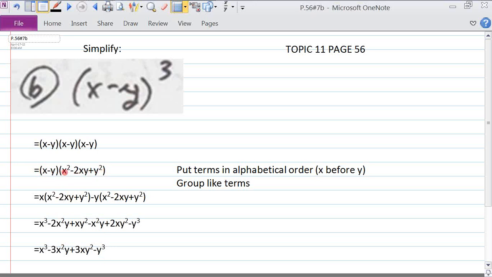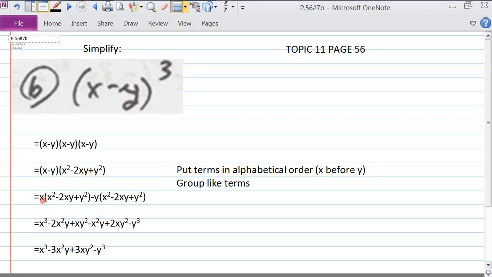Take x, multiply it by the contents of the second bracket is right here. Then minus y here. This minus y becomes that minus y here times the content of the second bracket. So generally when we write these, we write each term alphabetically. So you usually put xy, and not yx, because x comes before y in the alphabet.